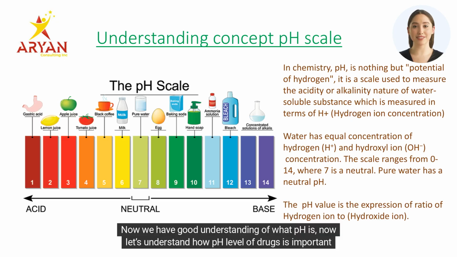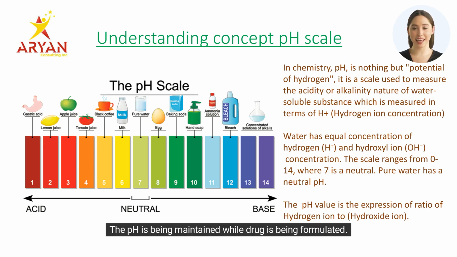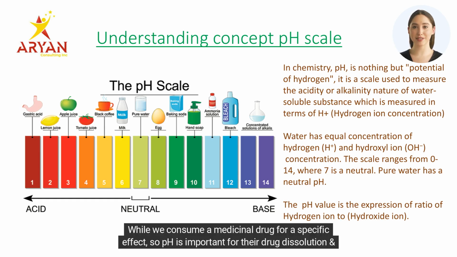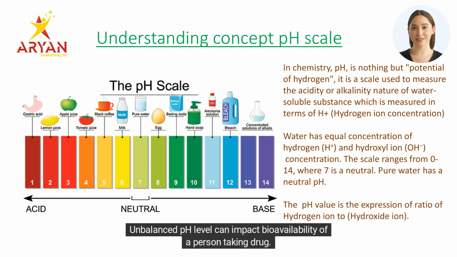Now we have a good understanding of what pH is. Now let's understand how pH level of drugs is important and the things you need to know to execute your job responsibilities related to pH balancing as a manufacturing technician. The pH is maintained while the drug is being formulated. While we consume a medicinal drug for a specific effect, pH is important for drug dissolution and solubility, drug release, and drug stability. Unbalanced pH level can impact bioavailability of a person taking the drug.